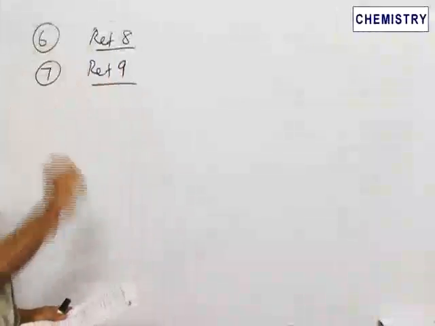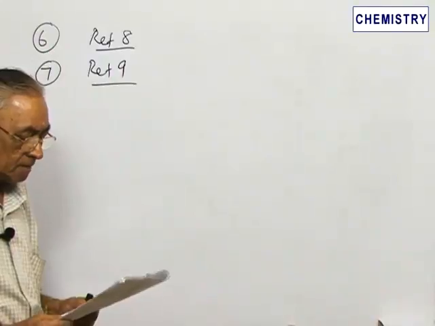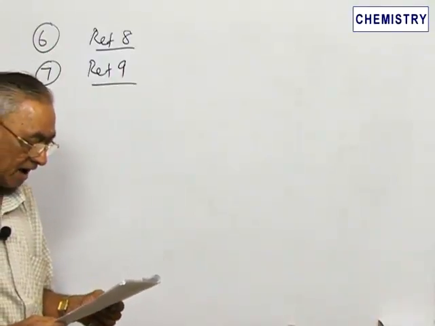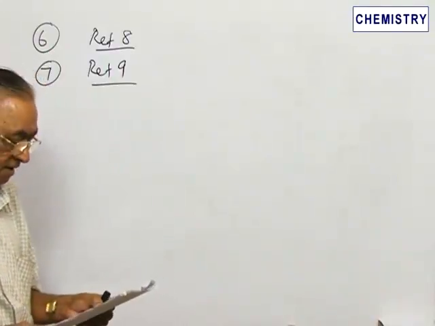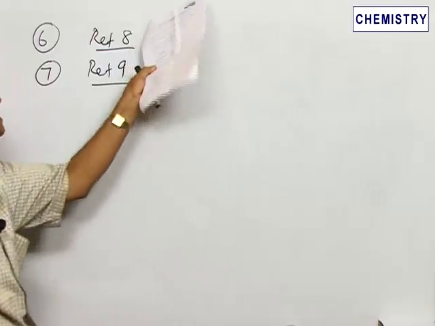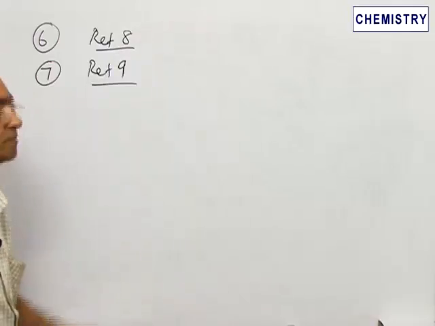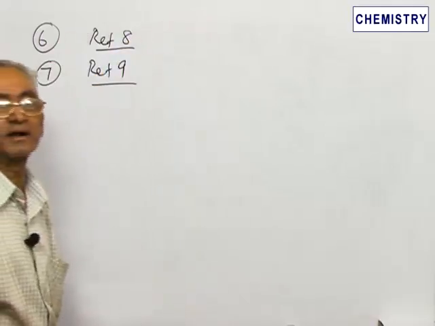Now let us go to question number 8 in the question paper. The question asks: aniline on nitration gives 47% meta-nitroaniline. Give a reason for this. That is purely a descriptive question. There is no need for any structures to be written there.